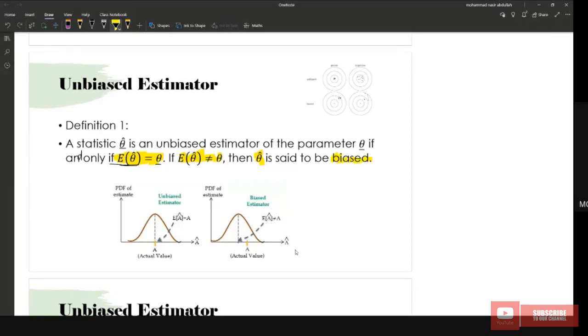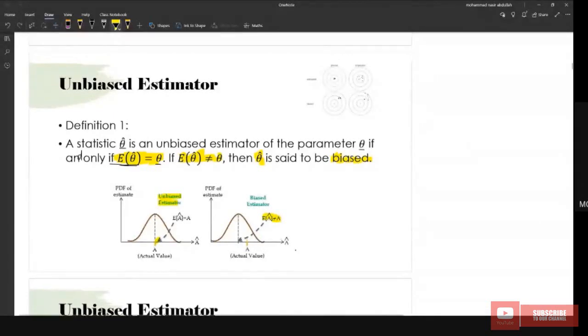If you look at the diagram here, when the expected value of A hat equals A, then we call this A hat an unbiased estimator. If the expected value of A hat is not equal to A, then this is a biased estimator. So it should be equal to A, right?